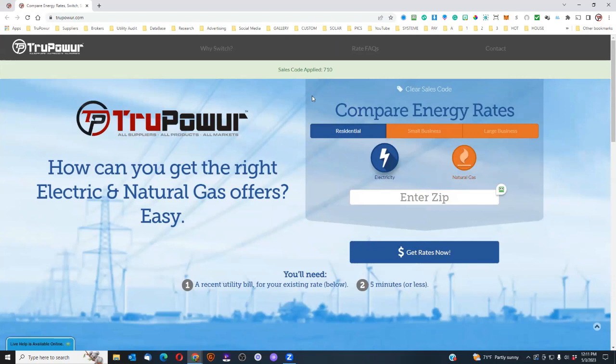If you don't have that sales code applied, then any deal that you put in through the front of the platform will not show up in your back office. So if that happens, let support know and they can transfer that over to you. But make sure you apply that sales code.